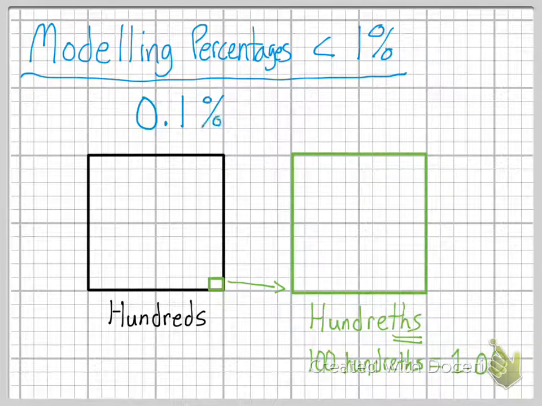So let's model the percent 0.1%. That's actually 1/10 of a percent. That means I'll have to fill in 10 1/100ths in order to show that.